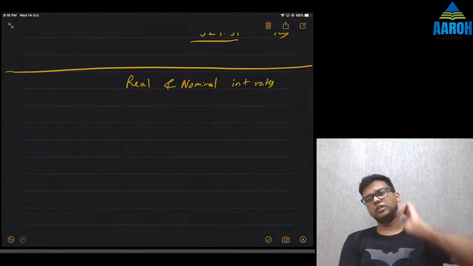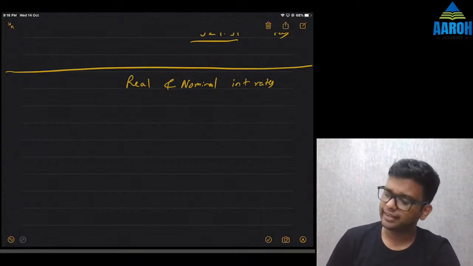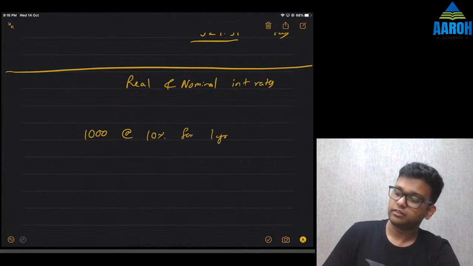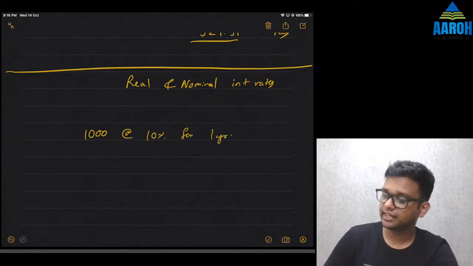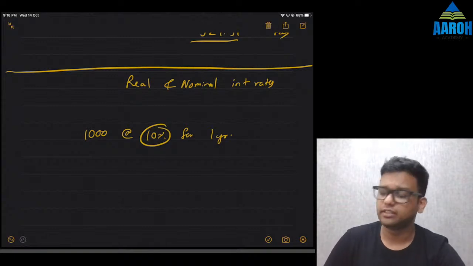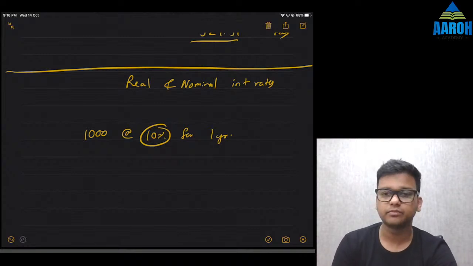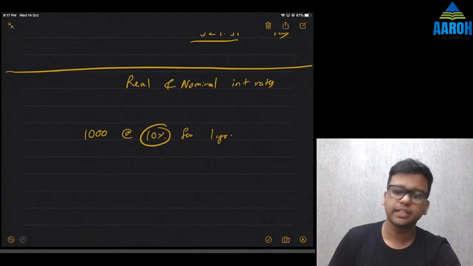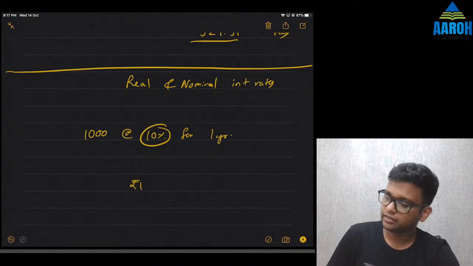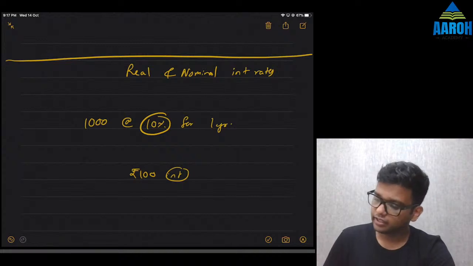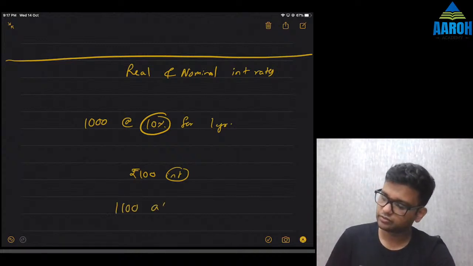Concentrate. Let's say you go to bank, you deposit 1000 rupees at 10% for 1 year. Generally, currently 10% rate is not given by the bank. Generally FD rates are 7%, 6%. But let's assume that you are getting 10% for 1 year. That means after 1 year, how much interest will you get? You will get 100 rupees interest, right? And after 1 year, you will get 1100 rupees.